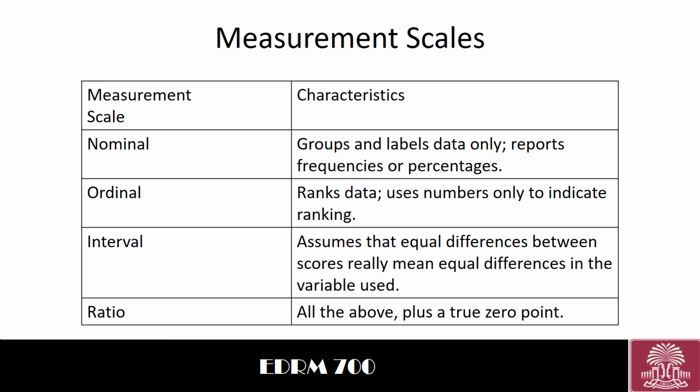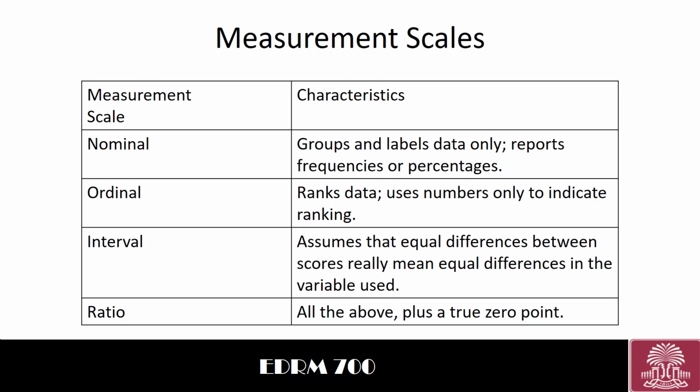There are 4 different types of measurement skills. You can use nominal measurement skills, which involve groups and labels of data only. This skill reports frequencies or percentages. Ordinal data involves ranking. Numbers are used to rank data only.